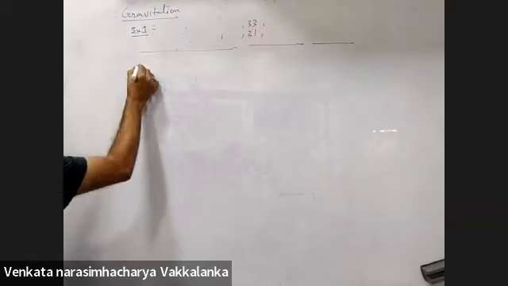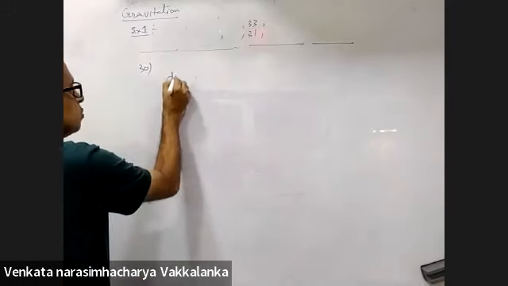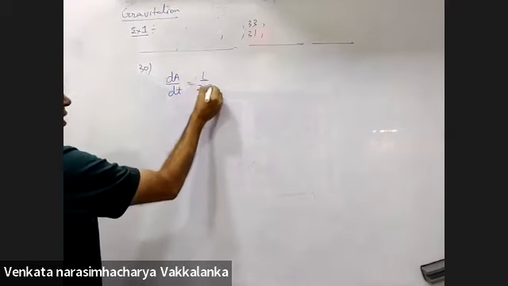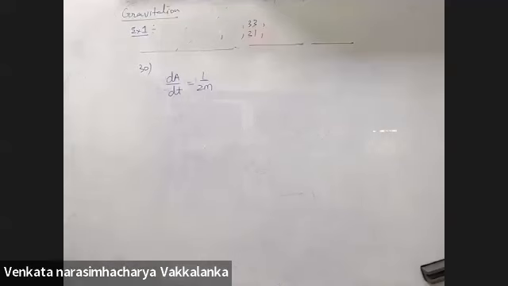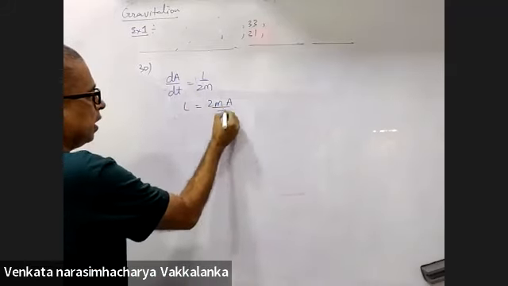Question 30. A planet of mass m is in an elliptical orbit about the sun with an orbital period of T. If A is the area of the planet's orbit, then its angular momentum is? Second law of Kepler: dA by dt is L by 2m. We derived this. So the angular momentum L is 2mA by T.